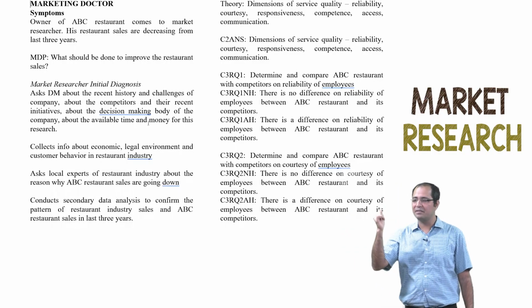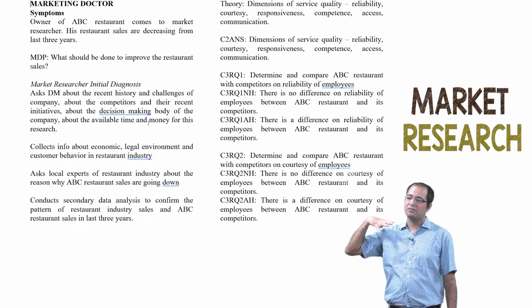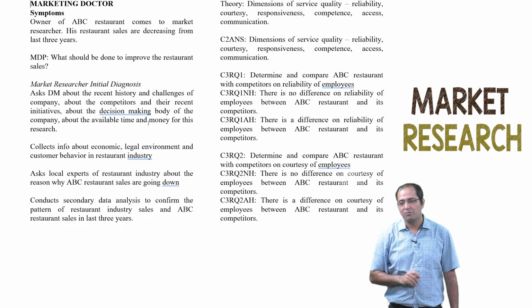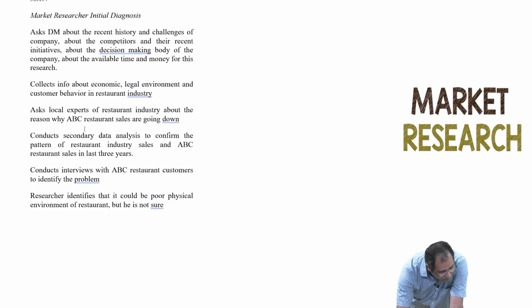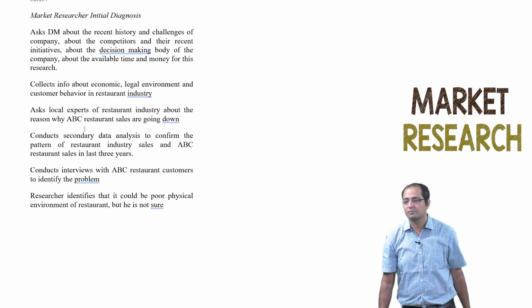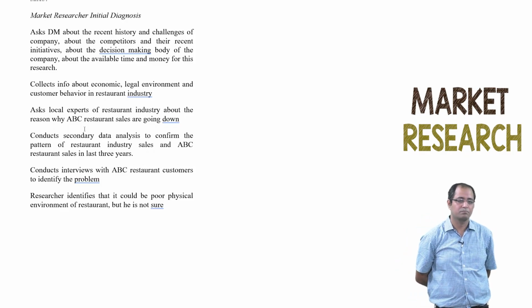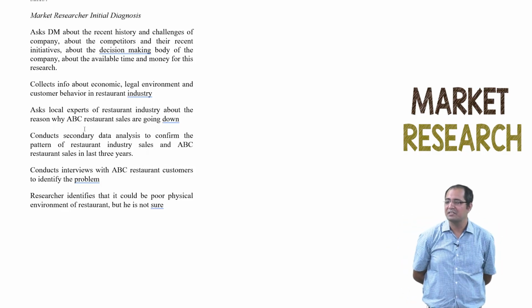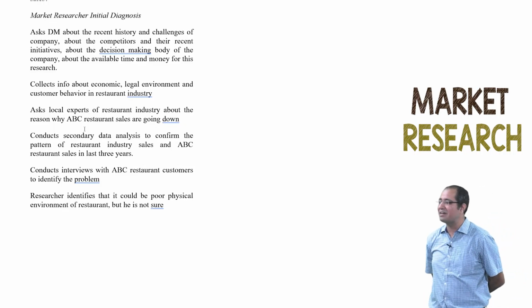You have to write the management decision problem, the marketing research problem, and the components, and then identify the theory. From the theory, try to break the components into research questions and hypotheses, for both class assignment 1 and 2. The first situation is: the probable cause for the restaurant's decreasing sales is the poor physical environment of the restaurant.